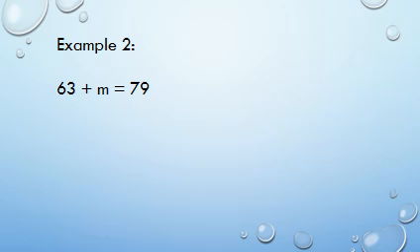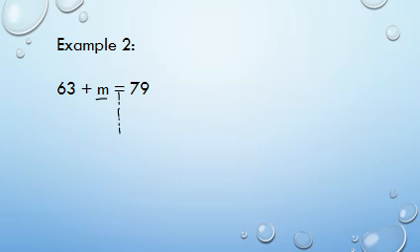Okay, example 2. So once again, we've got two sides of our equal sign. So right here is our equal sign. So here's our left side, which is 63 plus m. And then our right side has 79. So now we're trying to get this m all by itself.